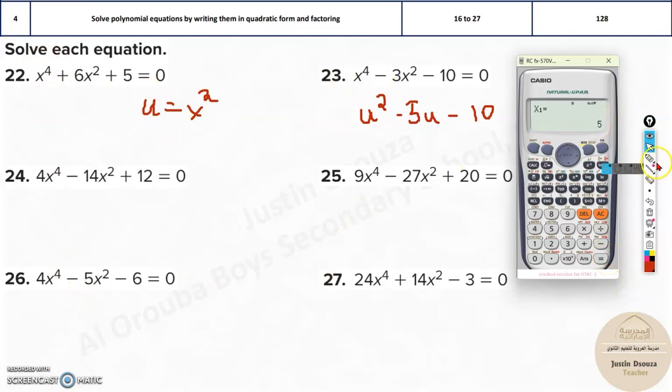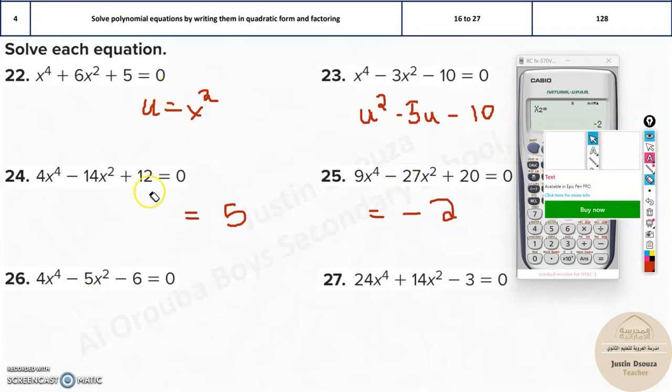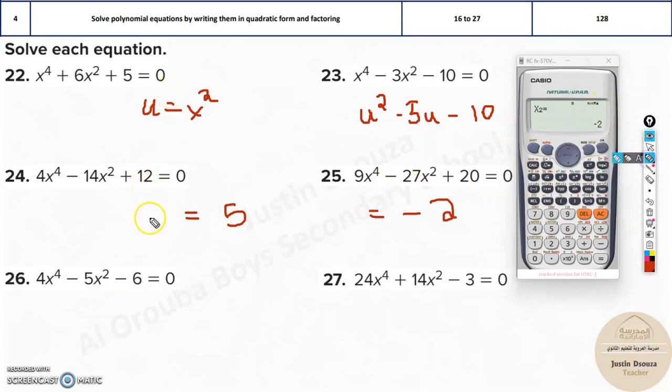Now what's the answer? I got u1 is equal to 5. Now what about the next one? Minus 2. But is this correct? Sorry, I have to write u over here because I've assumed it as u. I've taken it as u. Sorry for that. Oh, I'm missing many things. Okay, this is the thing now. Now, what next? Look carefully.